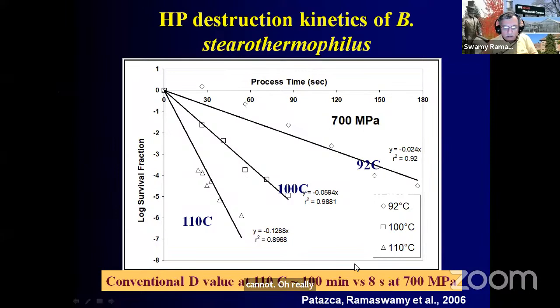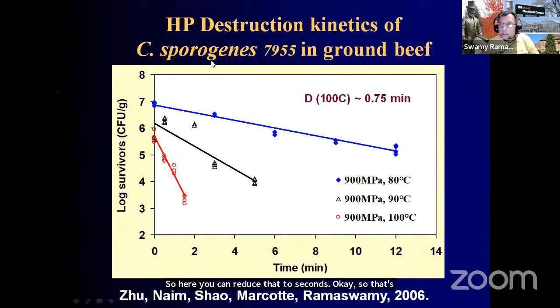Normally, the D value, or decimal reduction time, is 5 minutes at 121 degrees. Here you can reduce that to seconds. That's the biggest advantage of high pressure. Same way, this is Clostridium sporogenes, a mesophilic bacteria, and it can also be killed at 100 degrees in less than 1 minute. At 100 degrees, the conventional D value is 100 minutes. So instead of 100 minutes, you're using 1 minute. So it's a 100 times amplification of the destruction. That's why it's very attractive.